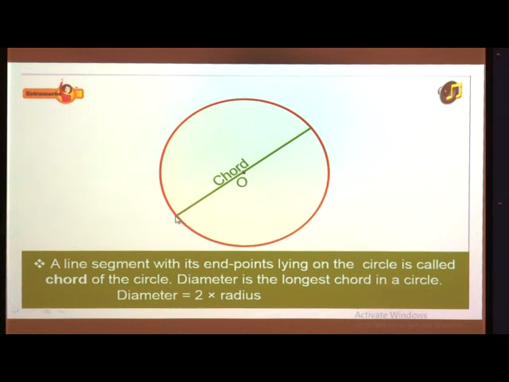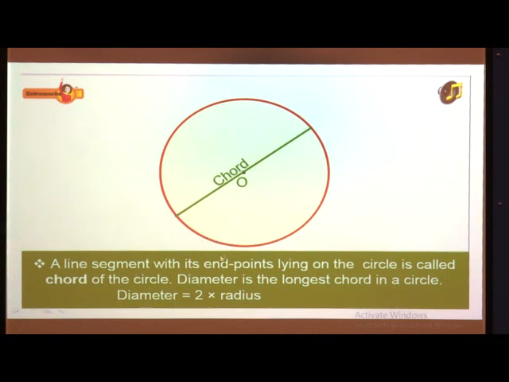If a line is drawn on a circle from here to here, then it is also said to be a chord, but the line which passes through the center of the circle is called the diameter, and a line which does not pass through the center is called a chord. This is the longest chord and it passes through the center, so it is called the diameter. The formula to find the diameter is 2 into radius. So this is the radius and this is the radius. When two radii are joined, we get a diameter.